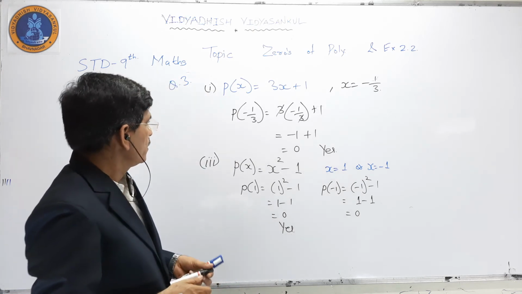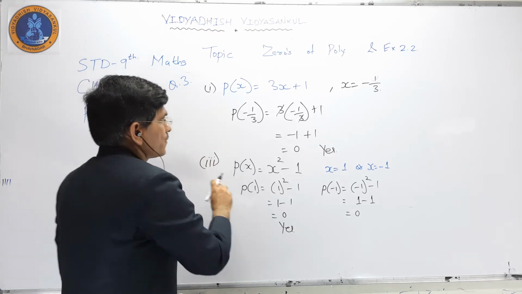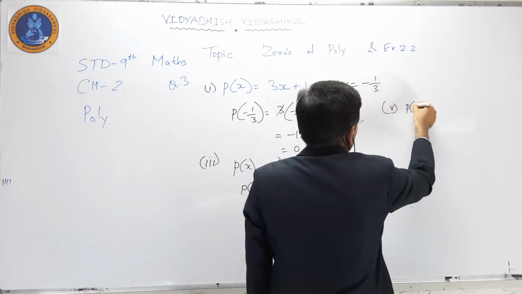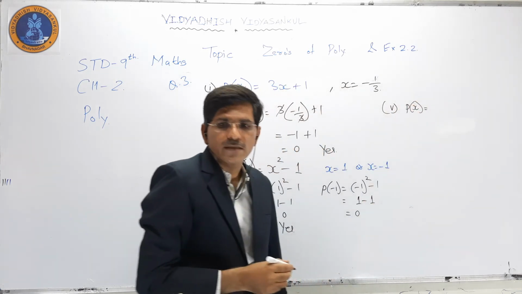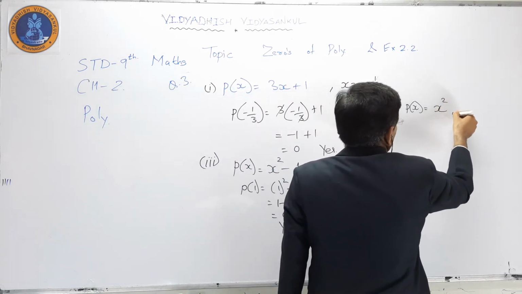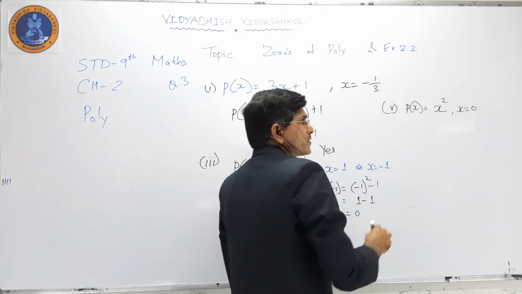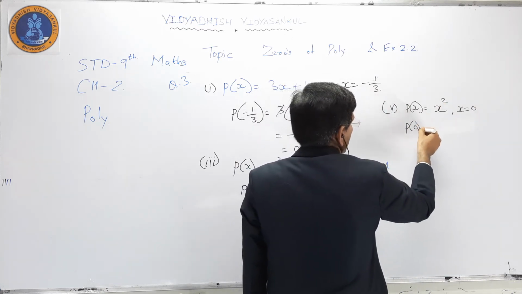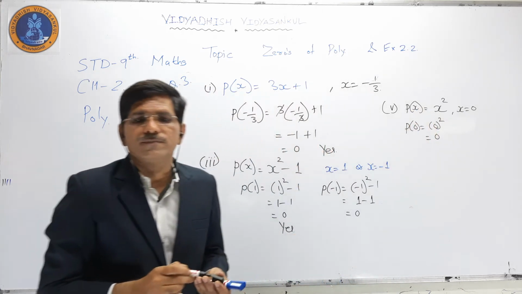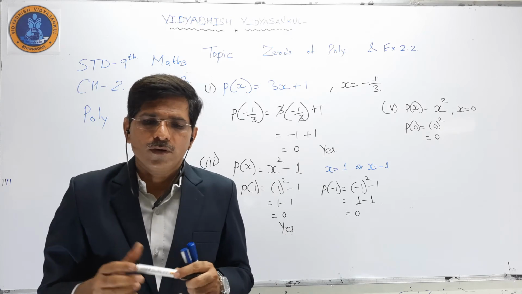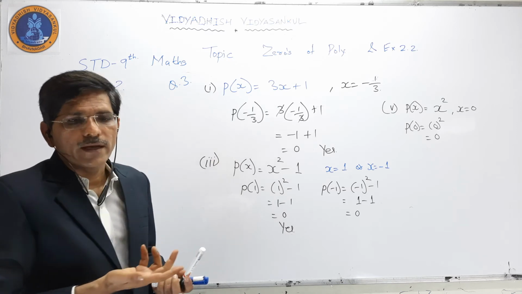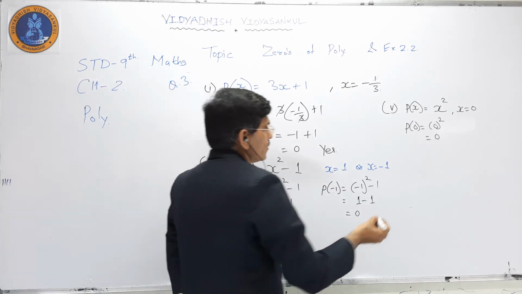Now go for the fifth. That is first, third, now fifth. The question is P of x equal to x square. We have to put x is equal to 0. So P of 0 is equal to 0 square. We can get answer 0. Now 7. So first, third and fifth, and now 7.